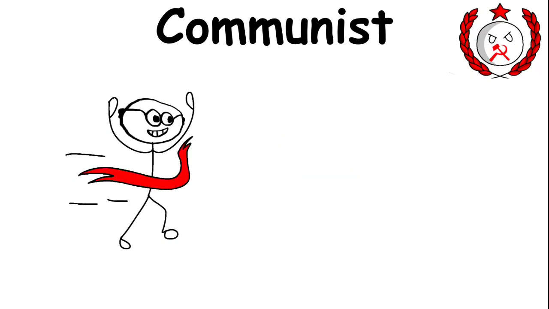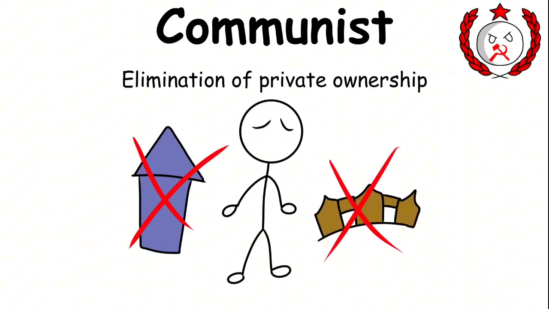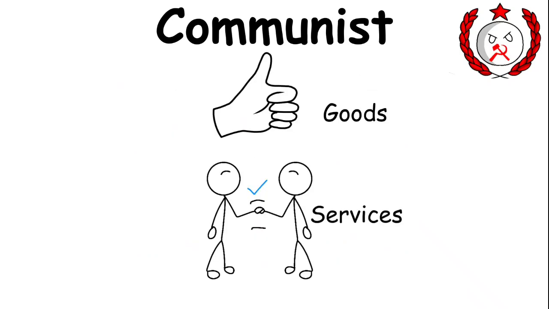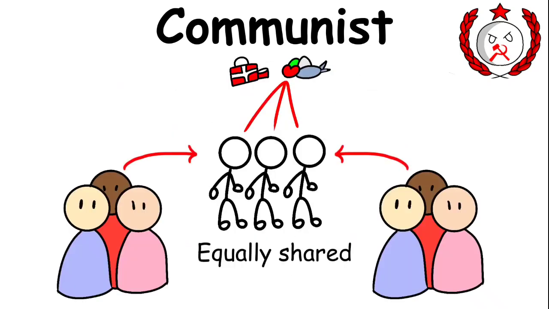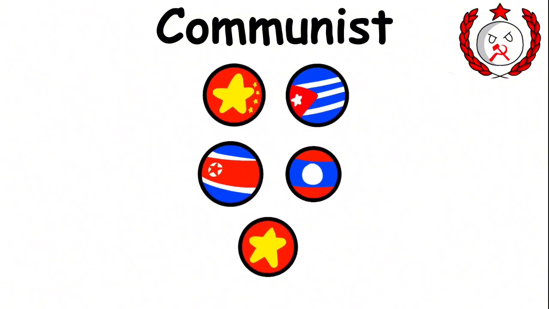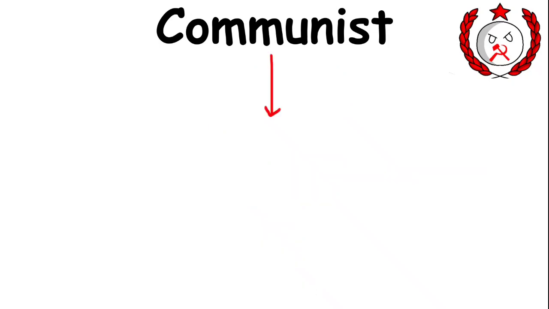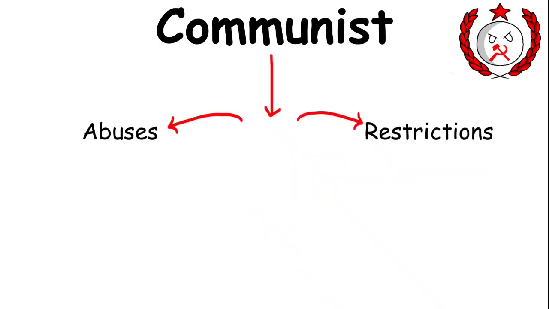As a result, the goal of communism is to achieve a classless society through the elimination of private ownership of property so that all goods and services within the state are equally shared by the people. There are currently 5 countries that practice communism in today's modern world, namely China, Cuba, Laos, North Korea, and Vietnam. One of the reasons why communism often fails is that it is prone to abuses and the restriction of human rights.